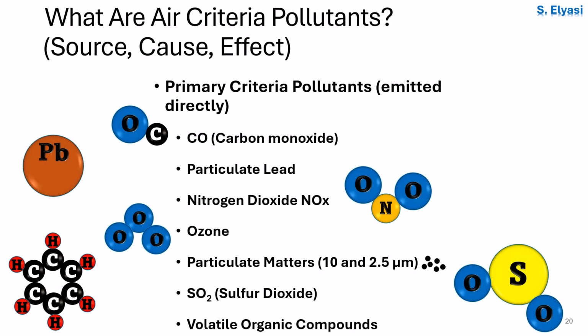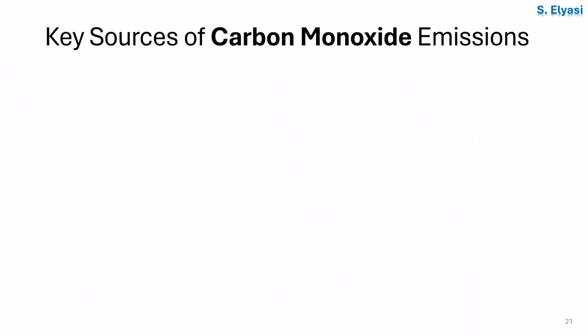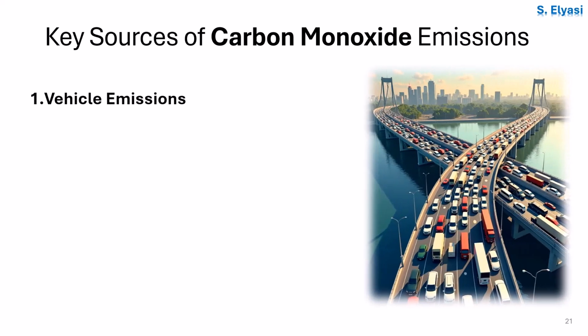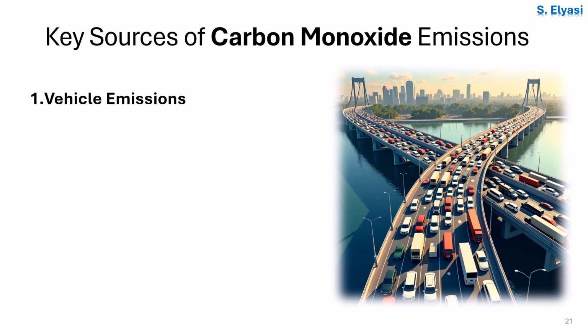So far, I explained the health effect of primary criterion pollutant. It is time to explain the sources of the pollutant briefly. Carbon monoxide, CO, is a colorless, odorless gas that can be a significant pollutant with harmful effects on human health. The main sources of carbon monoxide pollution include vehicle emissions. Automobiles, particularly those with internal combustion engines, are significant contributors to carbon monoxide pollution. Incomplete combustion of fuel in these engines produces CO.